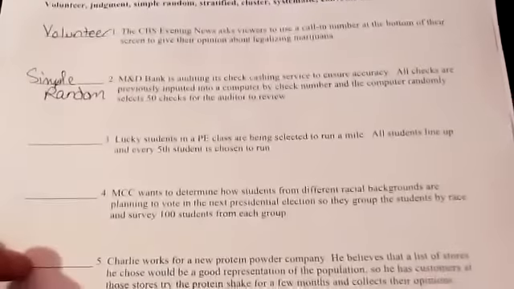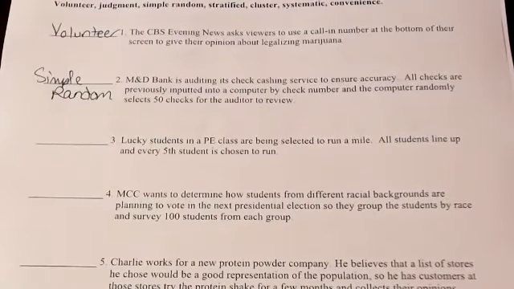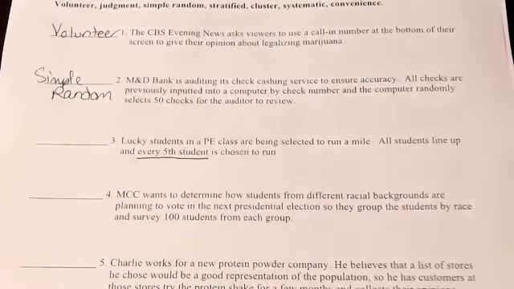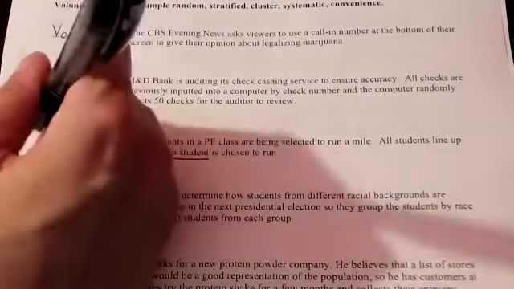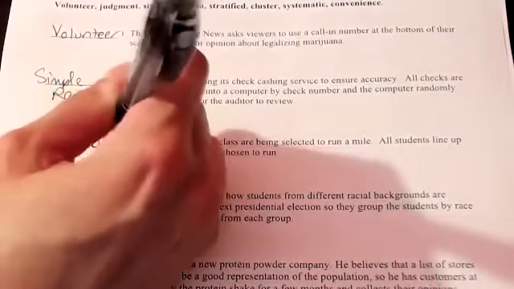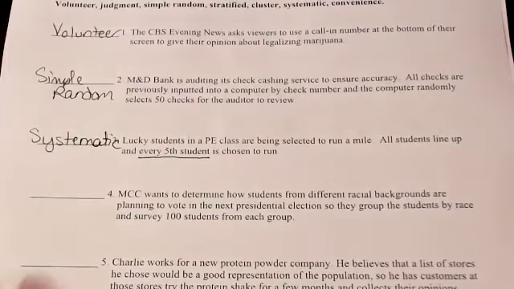Number 3, lucky students in a PE class are being selected to run a mile. Don't you remember that? Ugh, gross. Anyways, all students line up and every 5th student is chosen to run. That's huge. Just by noticing that every 5th, we see that we have systematic. That is our systematic sampling.